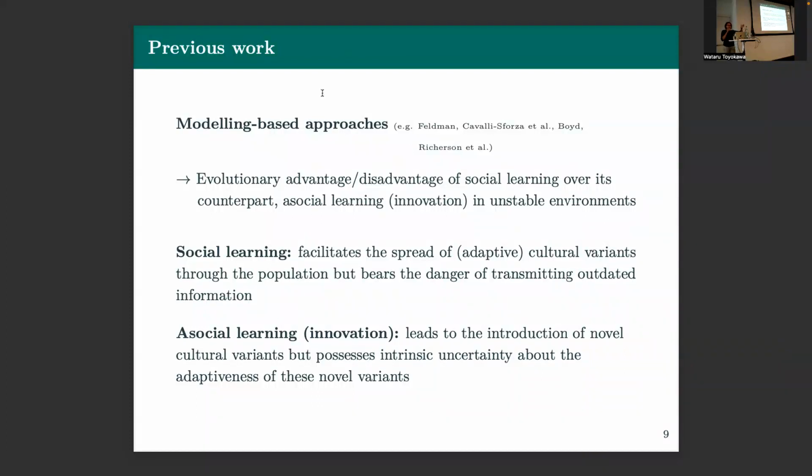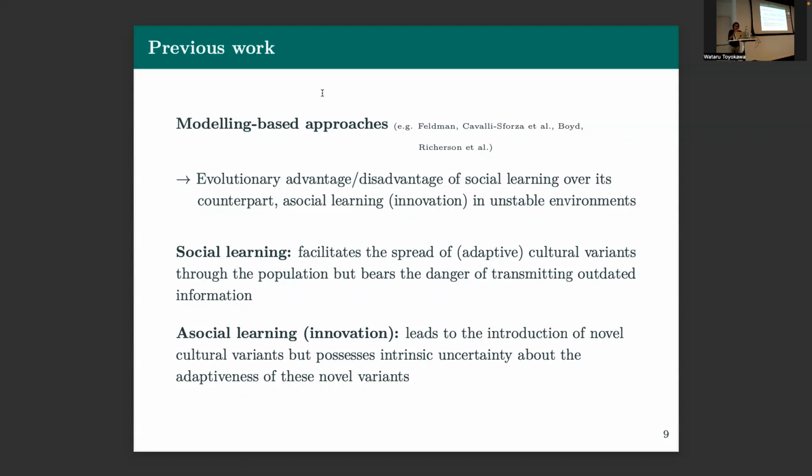So think the environment has changed. At that point, probably everyone in this environment that has been adapted before is not adapted anymore. So if you engage in social learning at that point, all you will learn is outdated information. But asocial learning or innovation, on the other hand, leads to the introduction of novel cultural variants, but possesses potential intrinsic uncertainty about the adaptiveness of those novel variants. We all know the innovation process doesn't work all the time. You can come up with an absolutely amazing solution, but you can also come up with less amazing solutions.